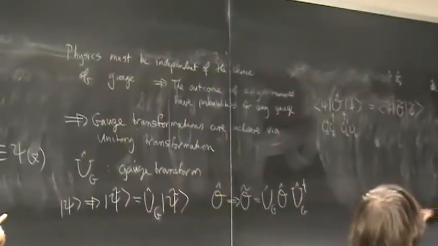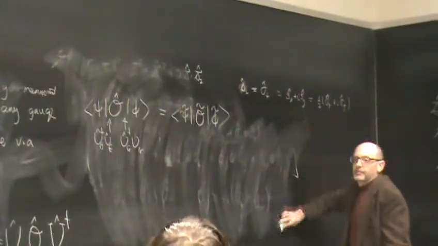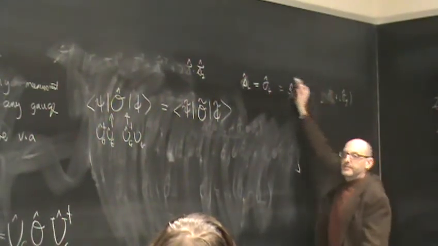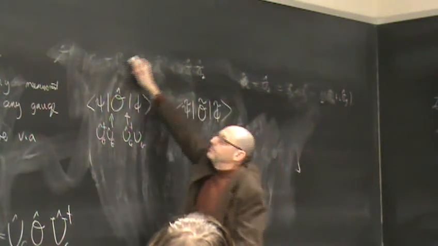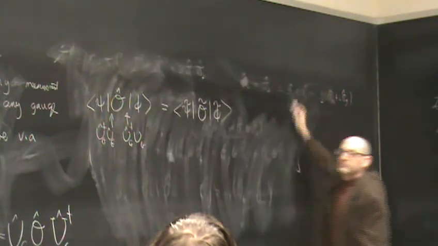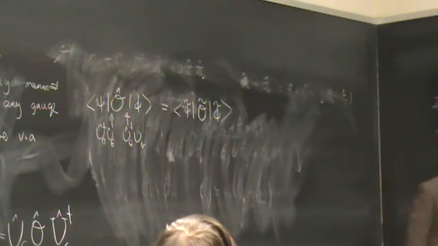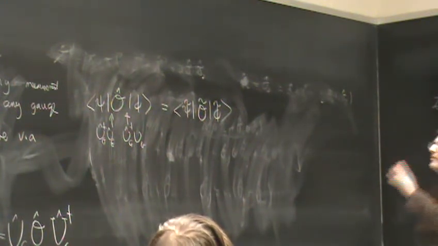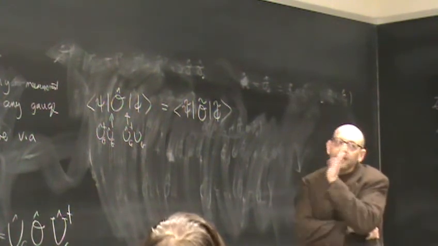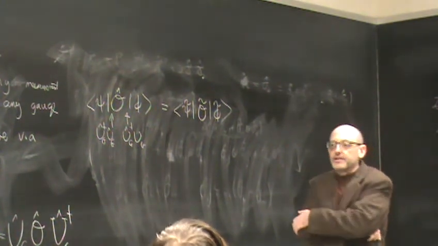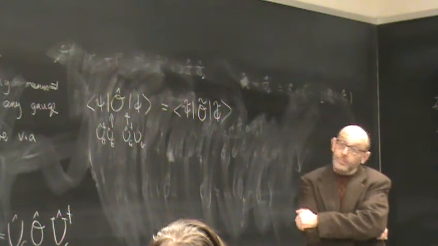Actually, this is more than expectation value. Yeah, I'm sorry, it's matrix elements. Any matrix element is fine. If I do a unitary transformation on everything, then every matrix element is the same, and therefore every prediction of probabilities will be the same.